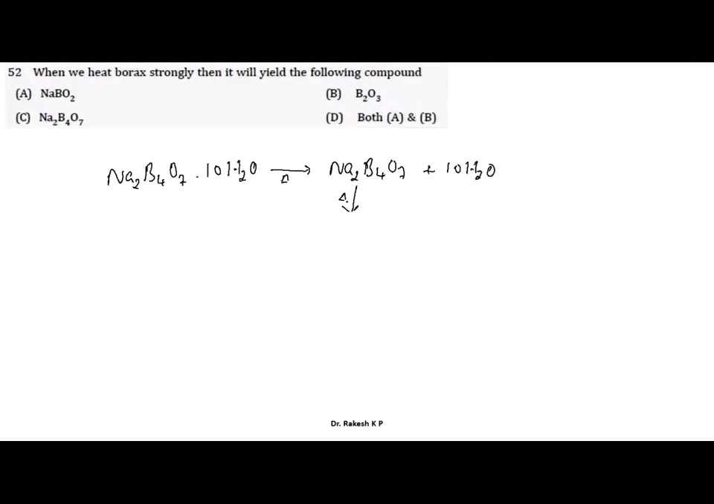Suppose you heat this further, here we are going to get sodium metaborate, and also diboron trioxide, that is B2O3. So this is the compound you are going to get. This mixture is commonly called a glassy bead. This is the sodium metaborate. This is the diboron trioxide. We got both A as well as B, hence the option is D. Next question.